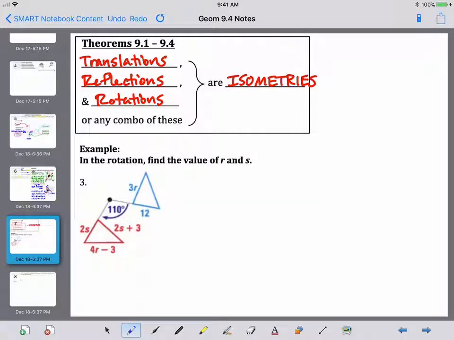So notice that we're rotating this triangle 110 degrees counterclockwise. Actually, this would be clockwise in this case. And when you're finding values of variables, just make sure you have things in the correct orientation. So I notice that 12 here goes with 2s, and that's going to let me make an equation, 2s equals 12. So if I divide by 2, I'm going to end up with s equals 6.